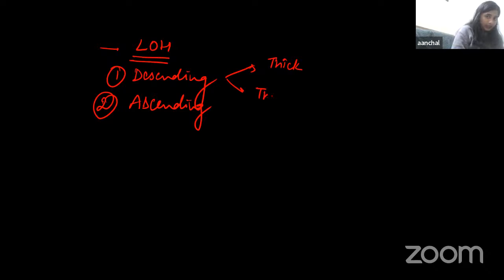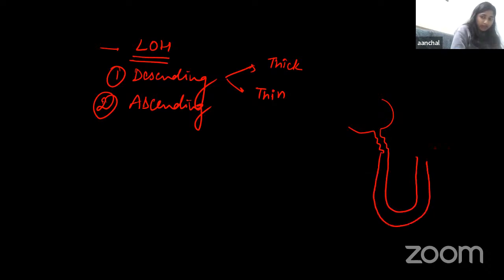Now another structure we have is the loop of Henle. As we know, it has two parts, the descending part and the ascending part. This descending part has two segments, the thick segment and the thin segment. The thick segment is the direct continuation of the PCT. As we have seen, this is Bowman's capsule, this is PCT, then we have the descending limb, then the ascending limb, then this DCT. So this thick descending segment is the direct continuation of the PCT.